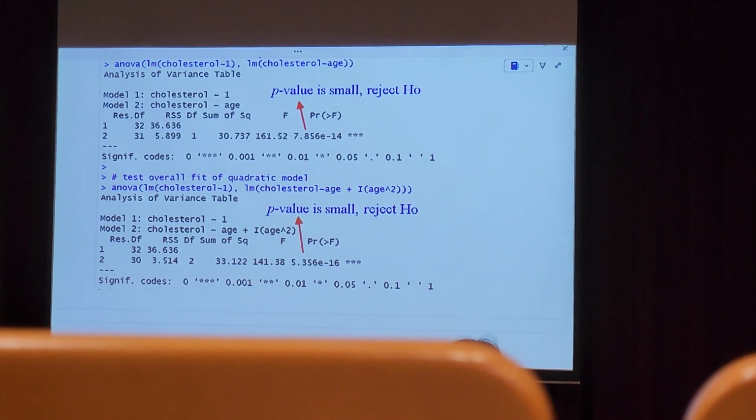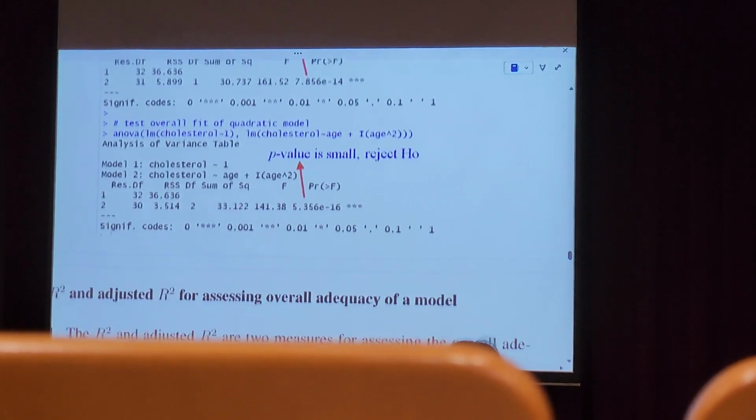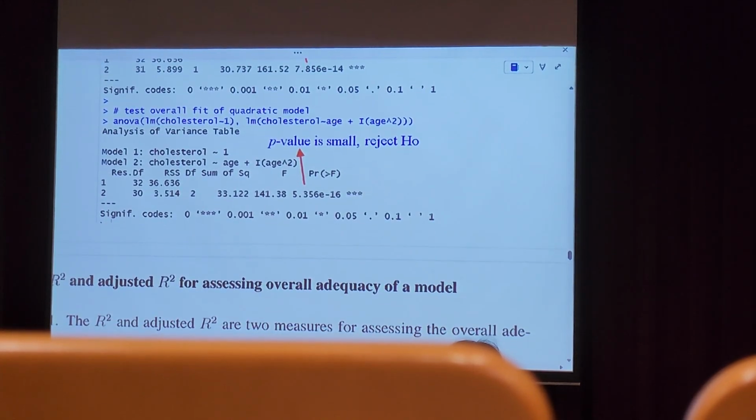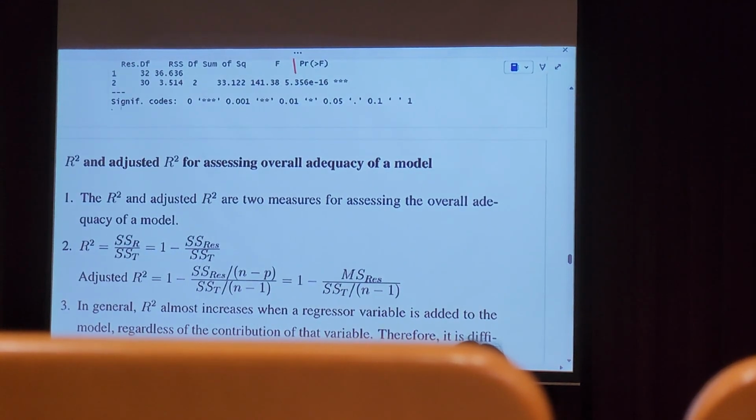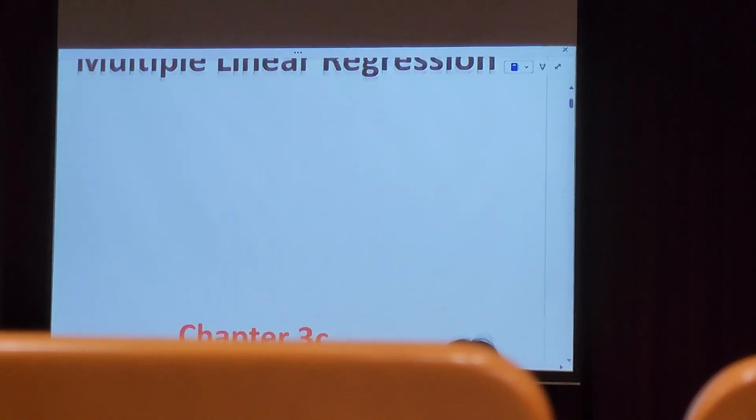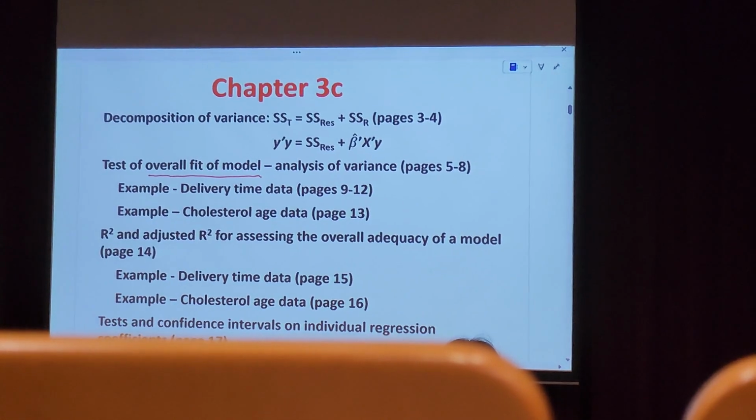Yes, there is. That's called adjusted R squared. That's one way. Another way is simply to look at the mean square error. Look at how small it is. We will talk about R squared and adjusted R squared a bit later.